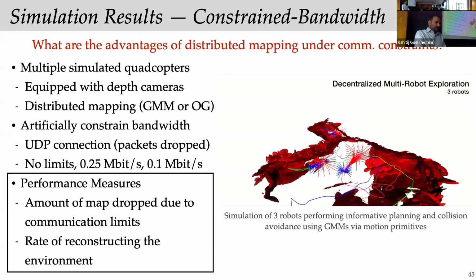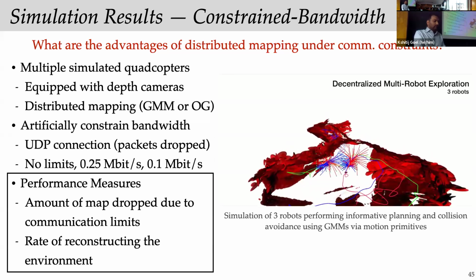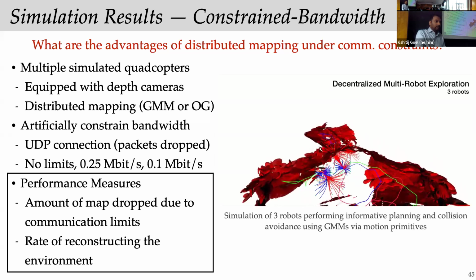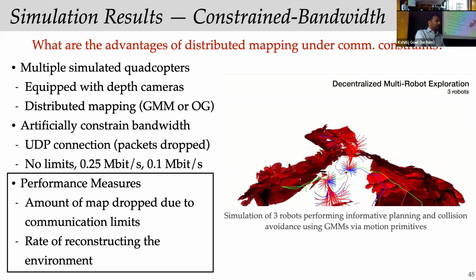The performance measures here are the amount of map that may get dropped due to communication limits and the rate at which the environment is being reconstructed by the robot team. We do not want map to get dropped due to communication limits because we want the robots to have the latest information, and we want the rate of reconstruction to be high.